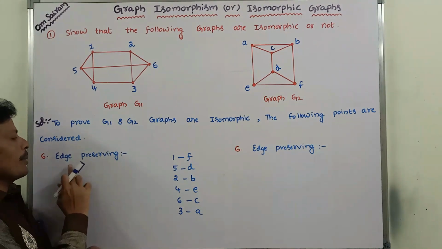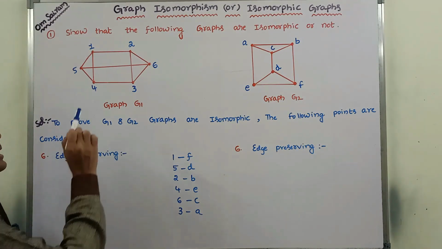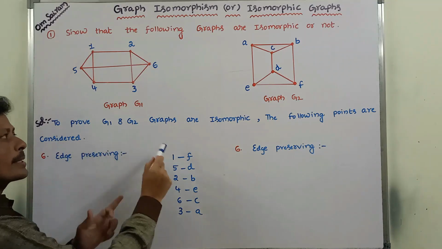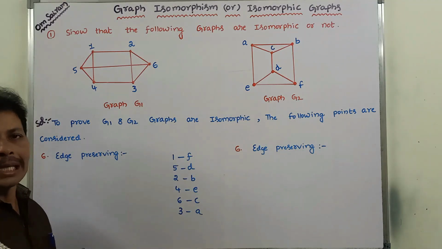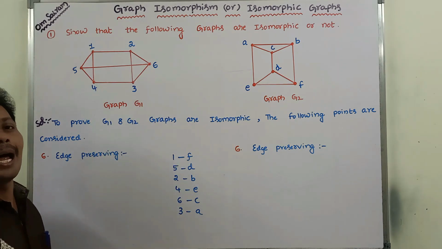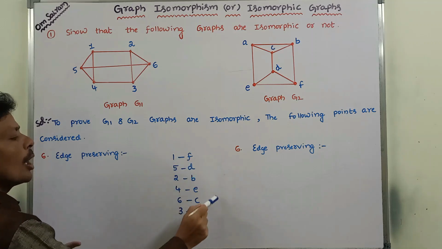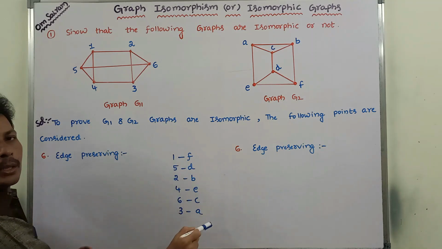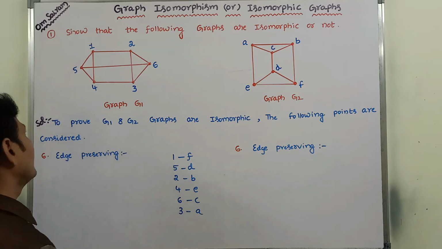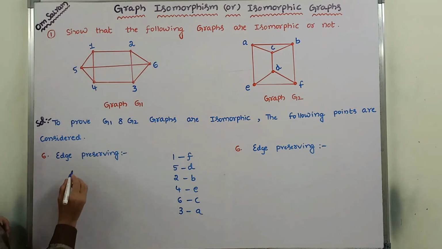The 6th step is edge preserving. That means we are taking one edge in graph G1. What is the corresponding edge in graph G2? Then it can be called edge preserving. That can be done by using the one-to-one vertex preserving step.